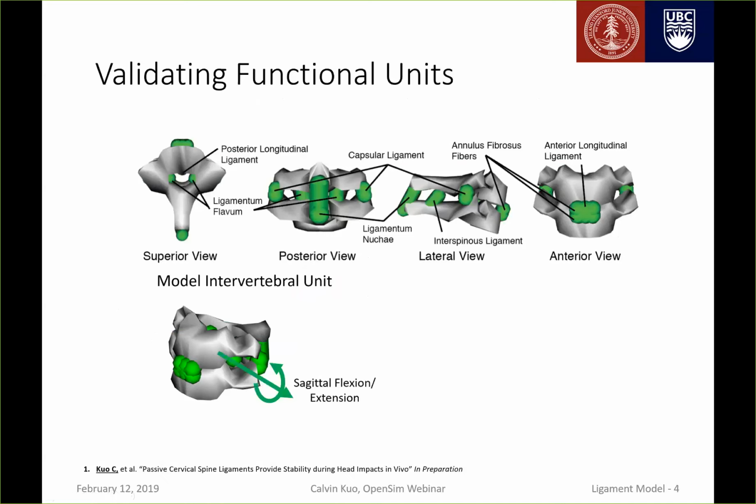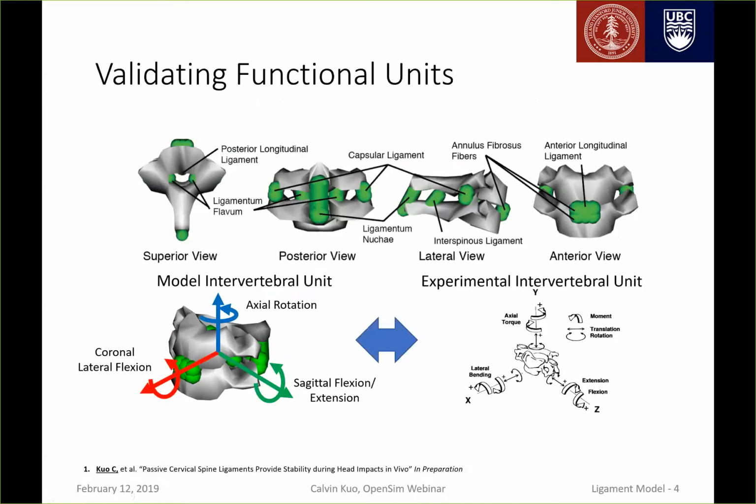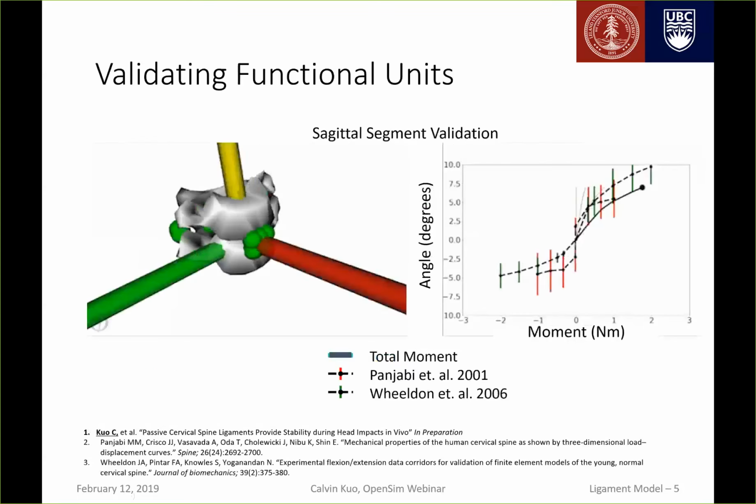sagittal flexion extension, coronal lateral flexion, and axial rotation. This resulted in moments generated by the ligaments that were stretched from neutral, from which we generated moment displacement curves. These curves were compared to previous literature on cadaveric samples tested in a similar manner. An example validation of the C5-C6 functional unit is shown here, compared against two previous studies.